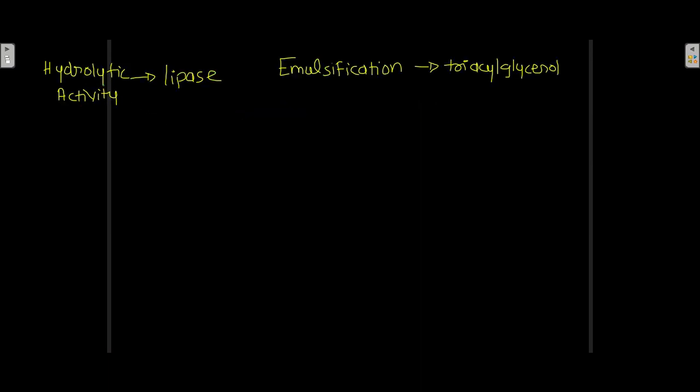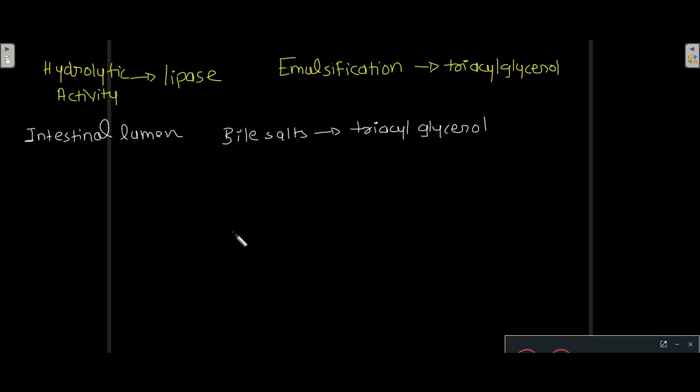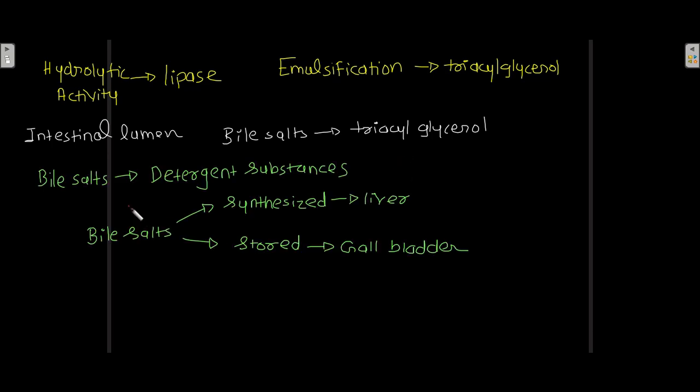Before the hydrolytic activity of the lipase, there is emulsification of triacylglycerol. First, you do emulsification of the triacylglycerol, and then this emulsified triacylglycerol is subjected to the hydrolytic activity of the lipase. In the intestinal lumen, the bile salts act on triacylglycerol. These bile salts are detergent substances. Bile salts are synthesized by the liver and stored in the gallbladder.